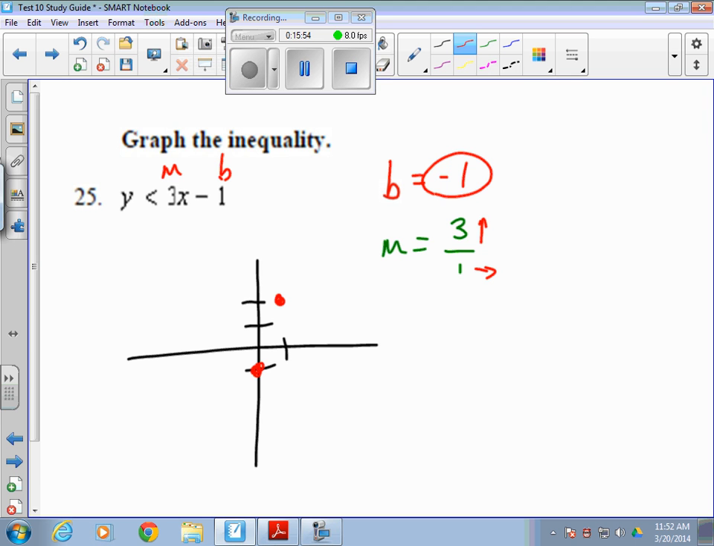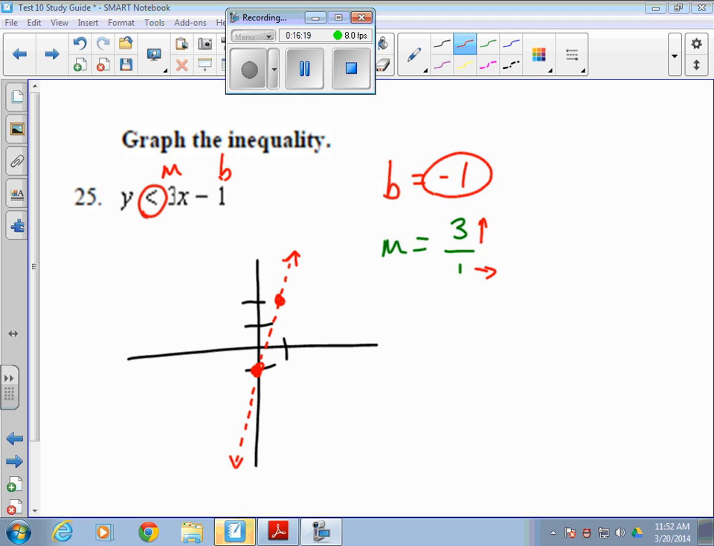Here's the first difference between equations and inequalities. You want to check your symbol. It says less than. It does not say or equal to. So instead of having a solid line, we're going to draw a dashed line or a broken line through both of our points in a straight line. The second part that's different between an equation and inequality is one side has to be shaded.